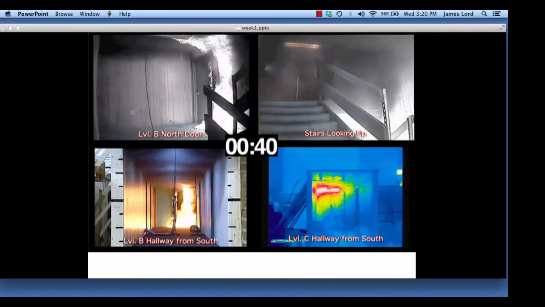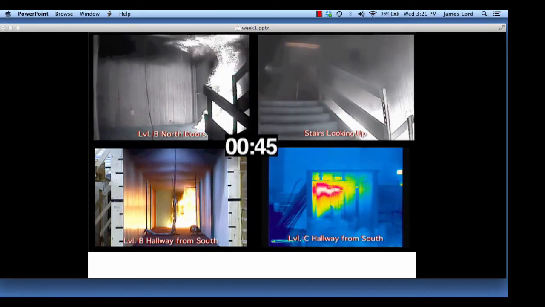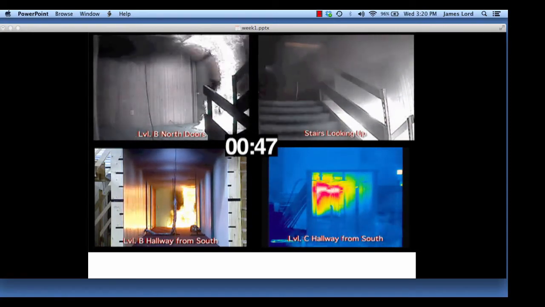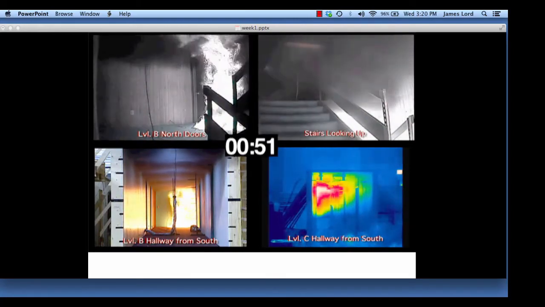So we can see we've got fire mostly in the door still. We've got heat coming down both hallways, levels B and C. And now the flame's just starting to extend a little bit up into the stairwell.